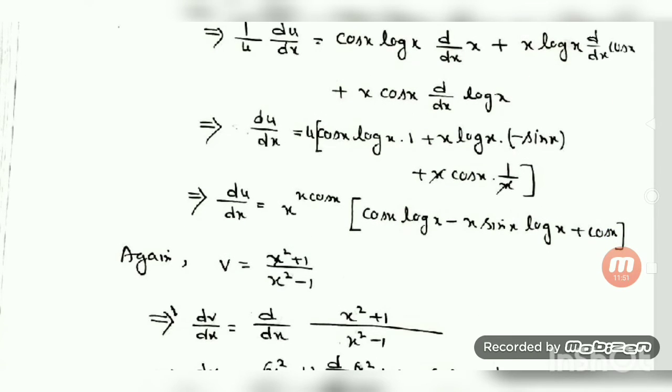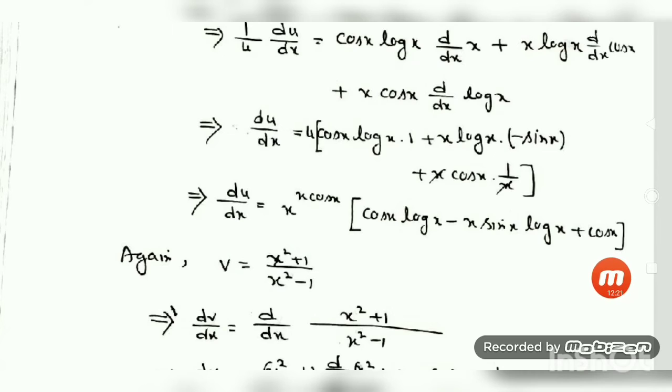After this, do derivative. du dx equal to u, I just bring to the right side. This is cos x log x, the derivative of x is 1. x log x, the derivative of cos x is minus sin x. x cos x and the derivative of log x is 1 by x. So du dx equal to x to the power x cos x, u value substituted. This is cos x into log x, plus minus is minus, so x sin x into log x, x cancel out, plus cos x. So du dx is done.